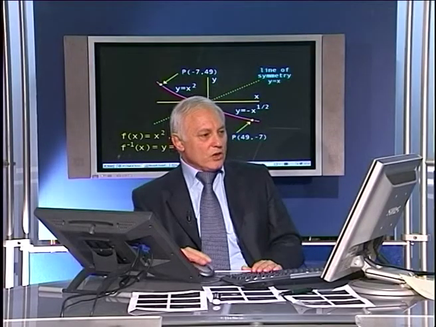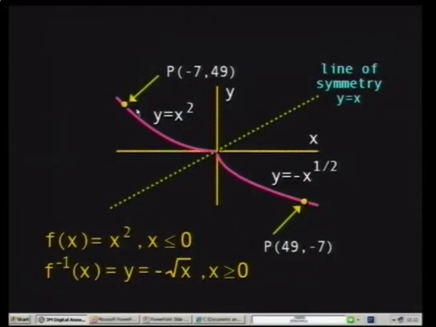And here is exactly what we did. You have here y is equal to x squared with x negative. Here we have y is equal to minus square root of x with x positive. The domain of this one is that, and the range of this one is also negative values. Whereas the range of this one is positive, and the domain of this one, those values of x are positive. And this is the inverse function, y is equal to minus square root of x for all x greater than or equal to 0.